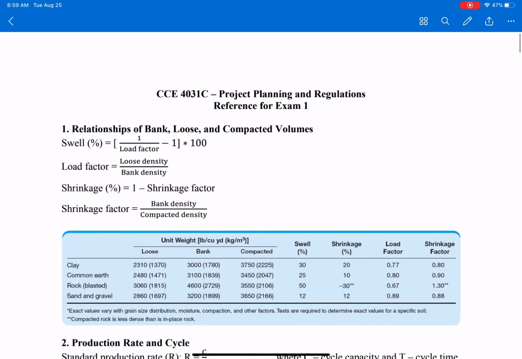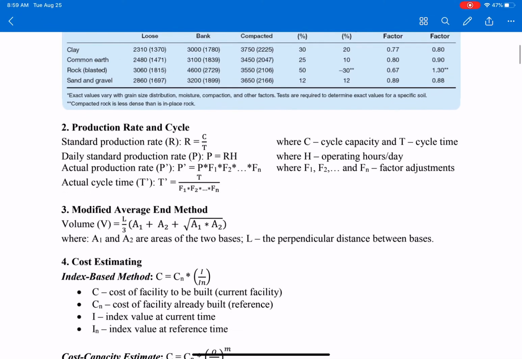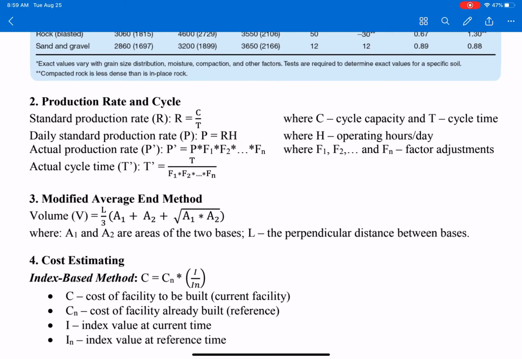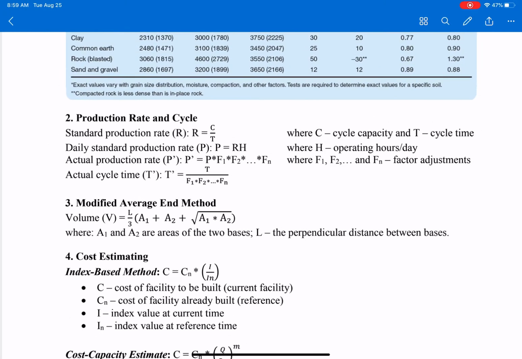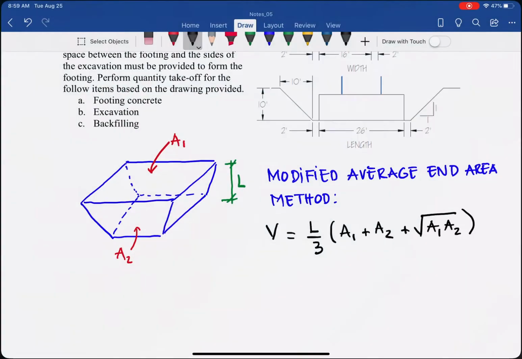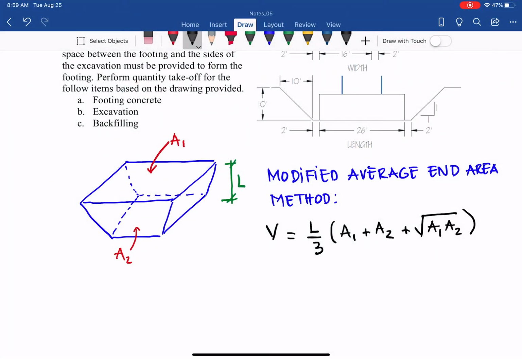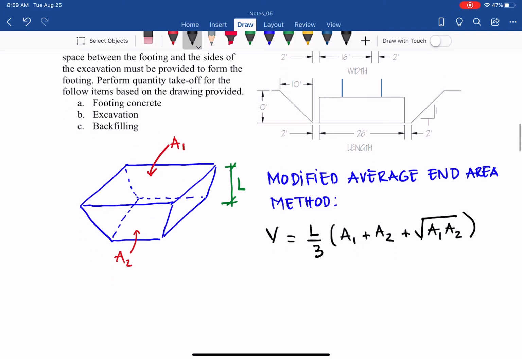We have that in the reference. If you go to the exam 1 reference, item 3, we have the modified average end area method and the equation and definition there. Now we apply this to the excavation, item B in this problem. But first things first, we need to determine item A, which is the footing concrete.